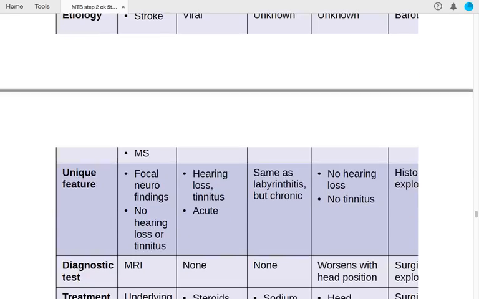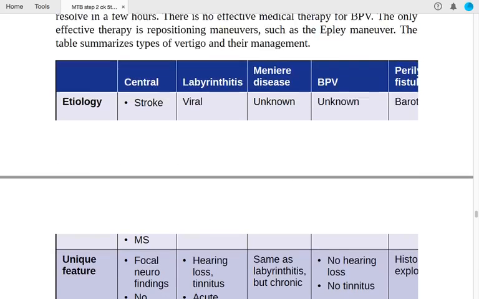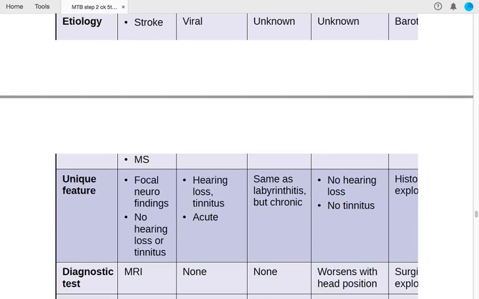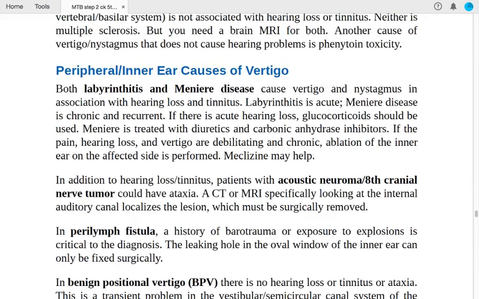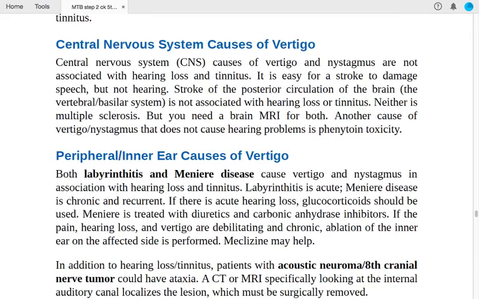Now, unique features. What are the unique features in case of central vertigo? There must be focal neurological findings, no hearing loss or tinnitus. But see, especially in the case of central, if we are considering the causes of vertigo.